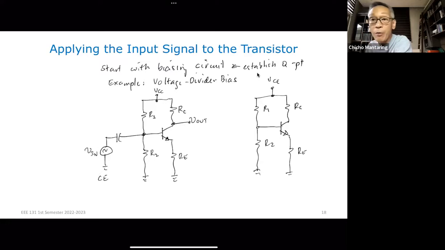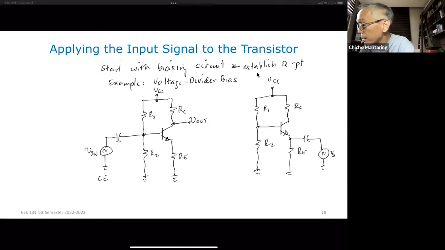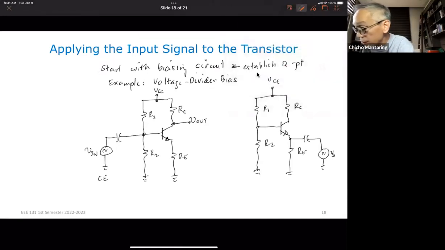If it is my common base, I want to apply my input to my emitter terminal. Again, this is my biasing circuit. I want to apply my input to my emitter terminal, so I do it this way. This is now my V in. By the way, sorry, just to be more accurate, this is now going to be V small i small n.